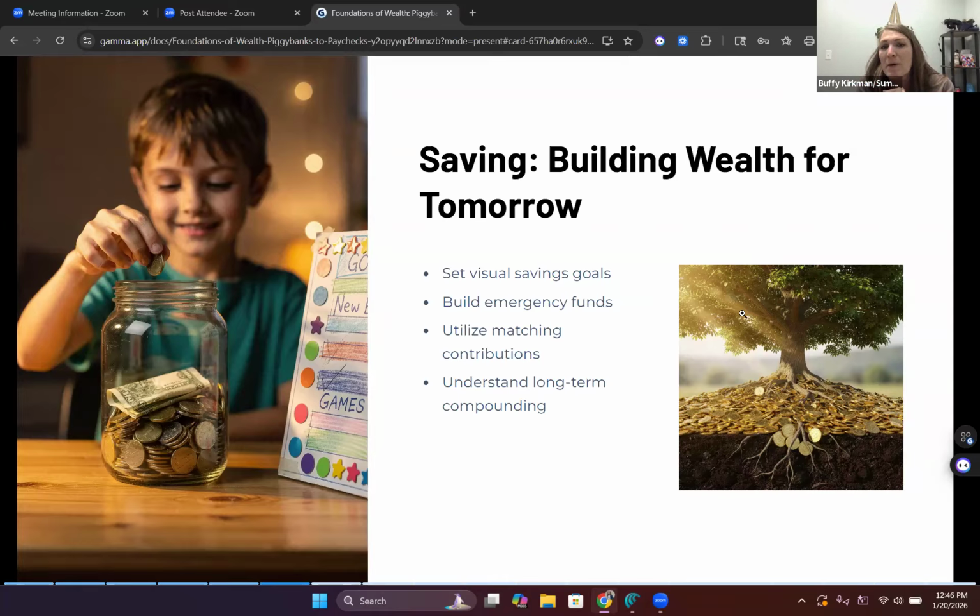You can also teach them about building emergency funds, matching contributions. So, hey, if you save this much, then I will contribute this much to match what you have saved. So that's kind of teaching them how 401ks and things like that work. And then understanding that money grows the longer you leave it alone. So thinking through that. So you have the relationship between work and money, spending money and saving money.